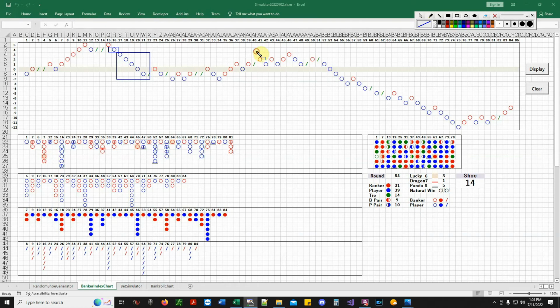Look at the sideways action right here. And actually, you can go down to this particular one right there. Look at the sideways action right there. Starting at hand 41, if you go down here and look at hand 41 on the banker, that's hand 41 right there, a banker.